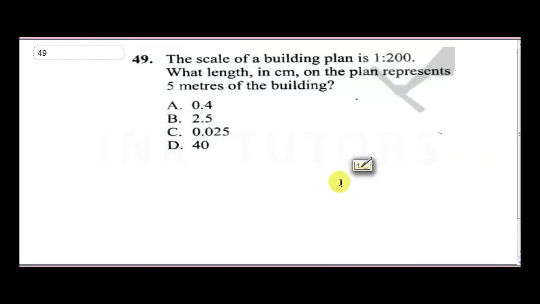Now it says the scale of a building is 1:200. That means 1 centimeter represents 200 meters. This is how you represent it so that it could be drawable on the plan. Now, what length in centimeters on the plan represents 5 meters? Yeah, 5 meters. So remember, you do this divided by this. So this is going to be 5 meters times 1 cm divided by 200 meters. So this will cancel out. Remember, our answer is going to be in cm.